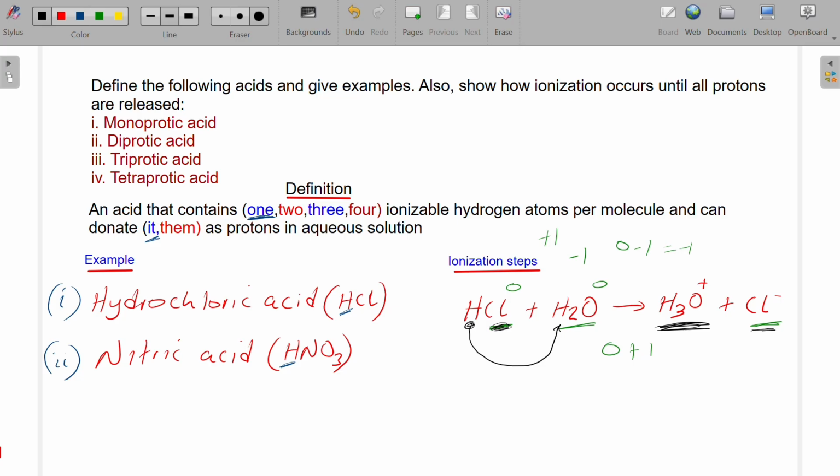So for nitric acid, the same applies. We're going to have HNO3 being put in water like this. And on the other side, we're going to have H3O plus. And then what remains on the other side when we give a hydrogen is NO3, and it will get a minus charge. So this is what we have.